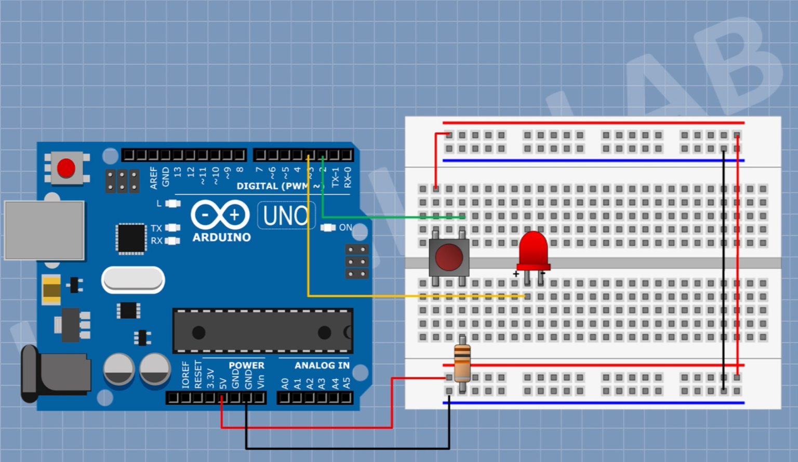After that, I'm gonna connect a 100 ohm resistor and connect its one pin to cathode of the LED and its other pin to ground. After that, I'm gonna connect an LED and connect its anode to pin D4 of Arduino. After that, I'm gonna connect a 100 ohm resistor and connect its one pin to cathode of second LED and its other pin to ground.